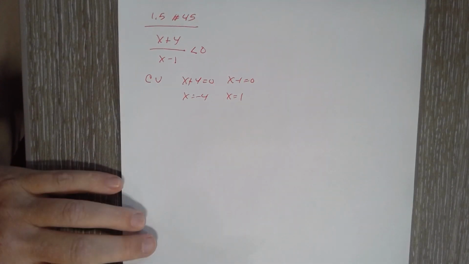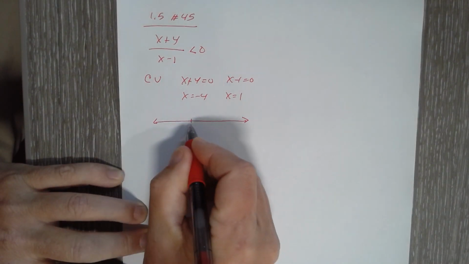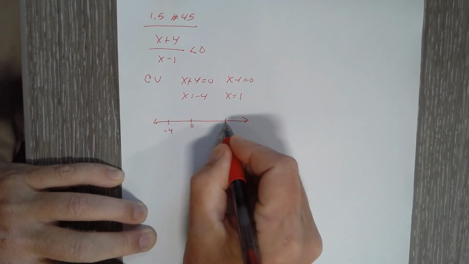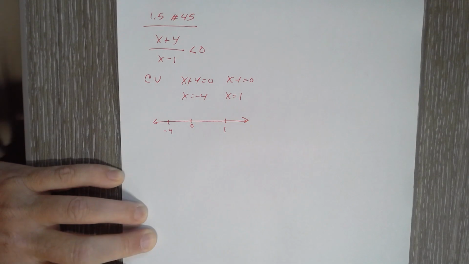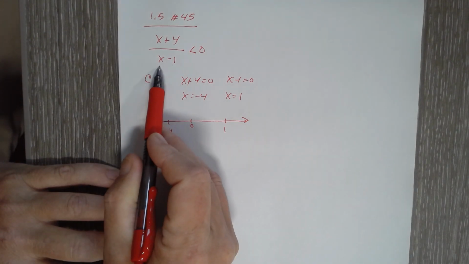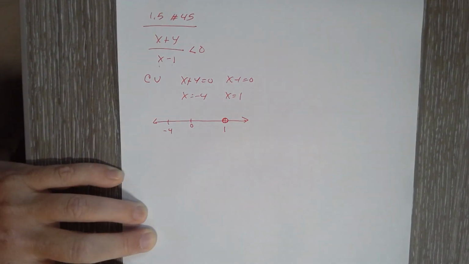Now to find my solution set, I start out with a graph. I always put 0 on there and put my points, negative 4 and positive 1. Now we know that x cannot be equal to 1 because that'll turn the bottom equal to 0. So therefore that's going to be an open circle right there. It tells me it's not going to be part of that solution.